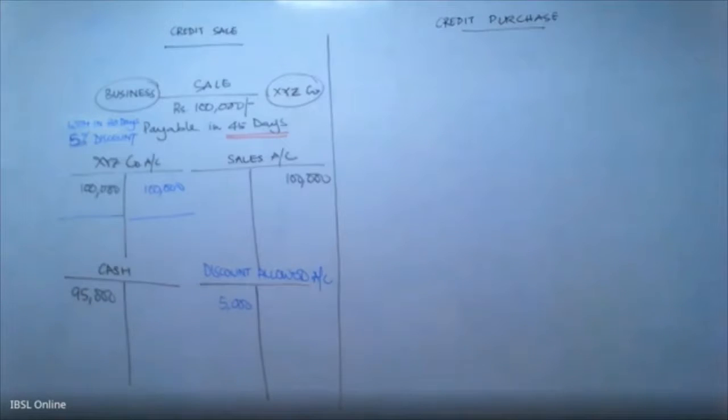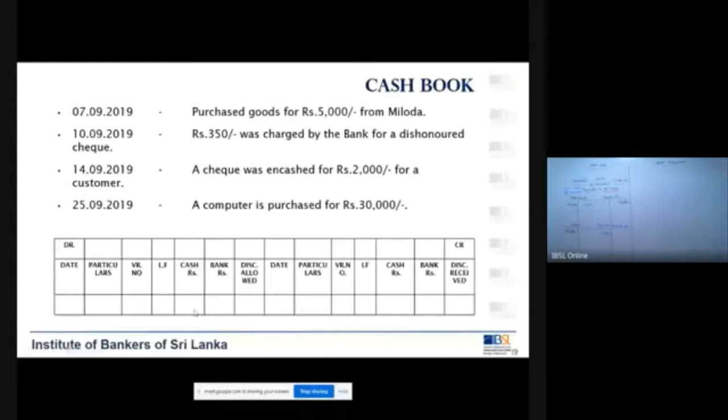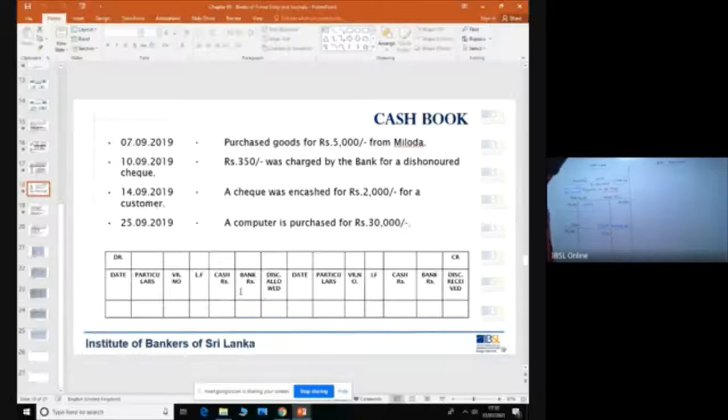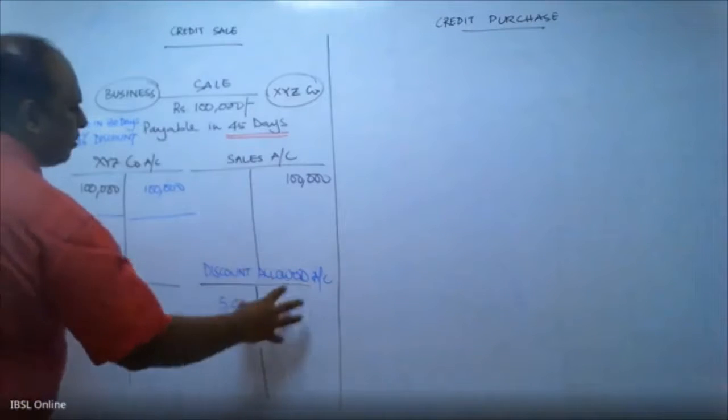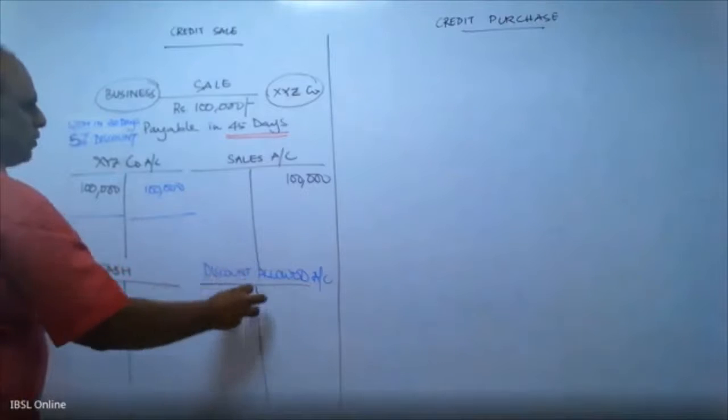Now in this cash book, you will see, when you get the 95,000, you put it in this column. The 5,000 comes here. But actually, the double entry is, you will debit 95,000 cash and 5,000 discount allowed. Discount allowed. Do you understand that? Do you all understand how this discount allowed works?